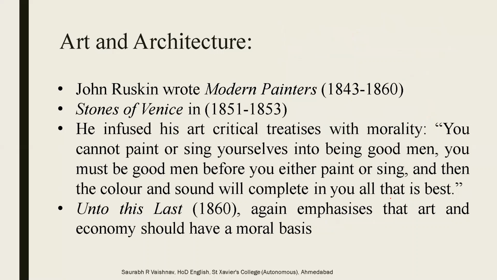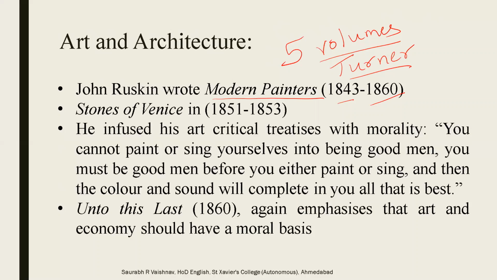Art and architecture. John Ruskin published the work Modern Painters, which is in 5 volumes. The first volume was published in 1843, the last and the 5th volume in 1860. Primarily, the reason why he published Modern Painters is that he wanted to defend a painter named William Turner from several accusations that society levied on him. Another important work that he published was Stones of Venice.